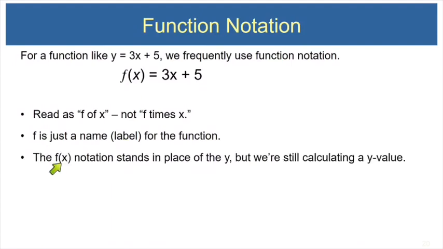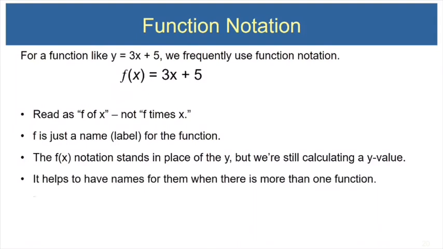So notice that the f of x takes the place of the y variable, but whatever you calculate here is still going to give you the y part of an ordered pair. It's just that you don't see the y, you see the f of x label in its place. The reason that we like to use this notation is because if you're dealing with more than one function and they're all labeled y, it can get confusing. So if we had two different functions we were working with, one of them might be f of x and the other one might be g of x or h of x. So we just give them different names so we can tell them apart.